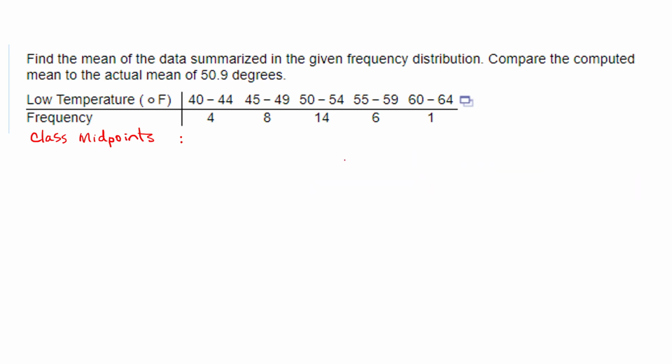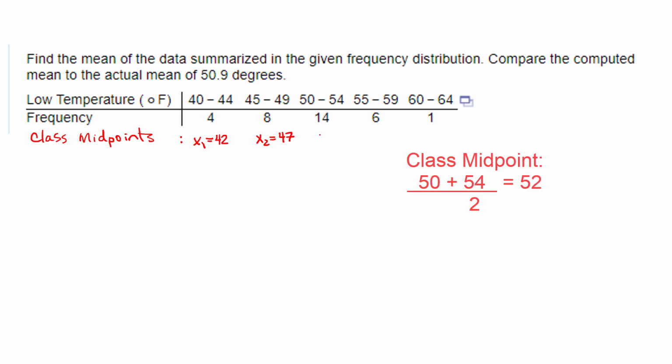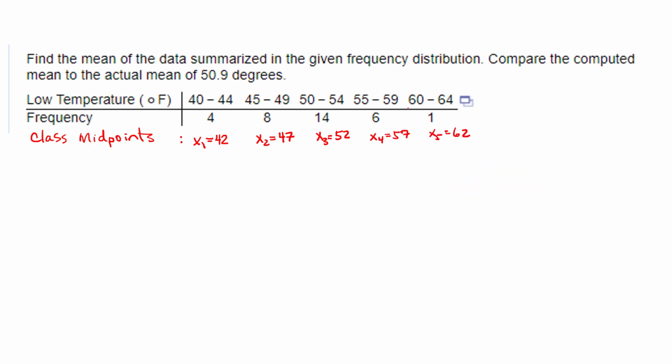So what are you going to be entering as your x1 here? 42, good. X2, 47. X3, 52. X4, 57. And X5, good. And these are your frequencies that go with those, right?